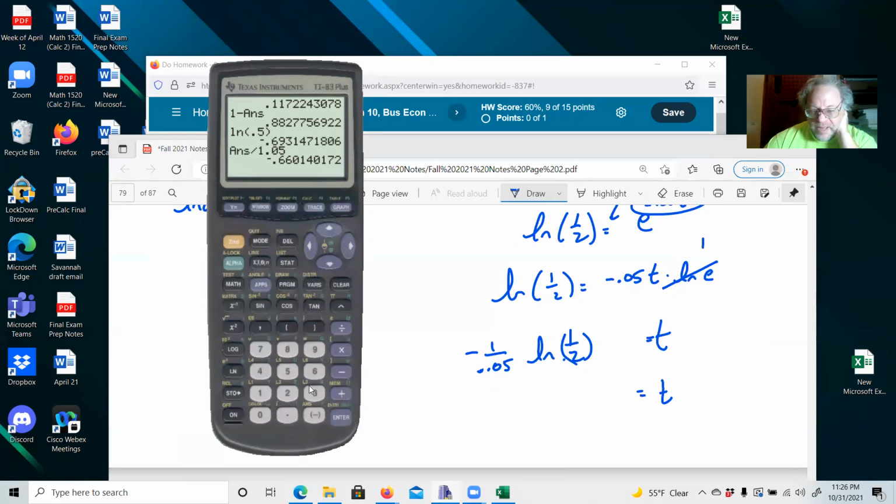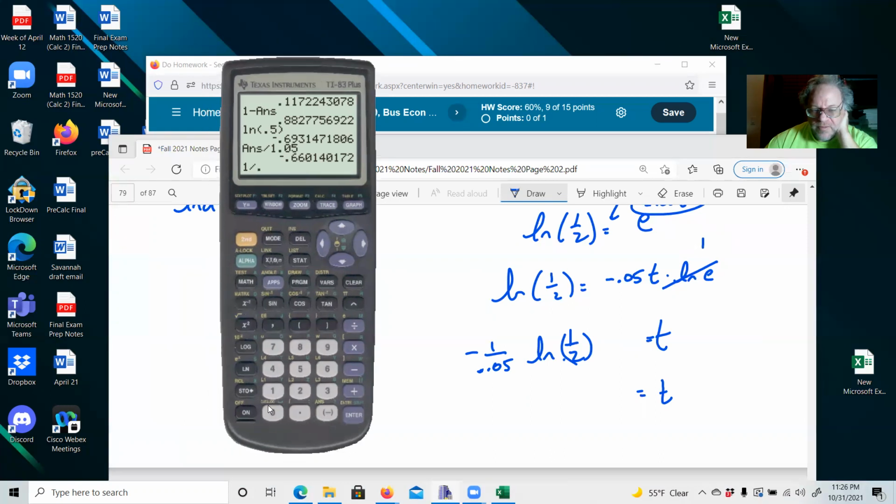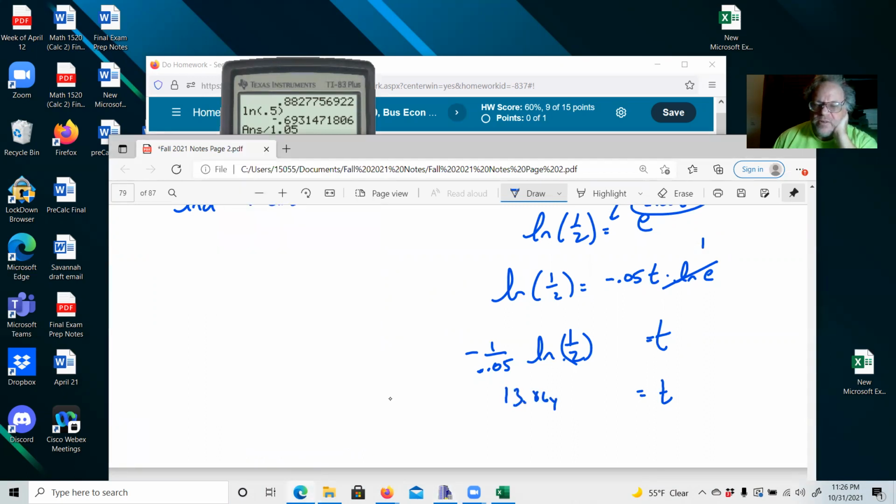Okay, so we have 1 over 0.05. Okay, I didn't put a negative in here. Let's go ahead, second function, insert, put the negative in. So negative 1 over 0.05 times ln of 0.5, it's 1/2. And I know this is a negative number, so negative times negative will turn back to a positive. Okay, and we get t is equal to about 13.86 years.